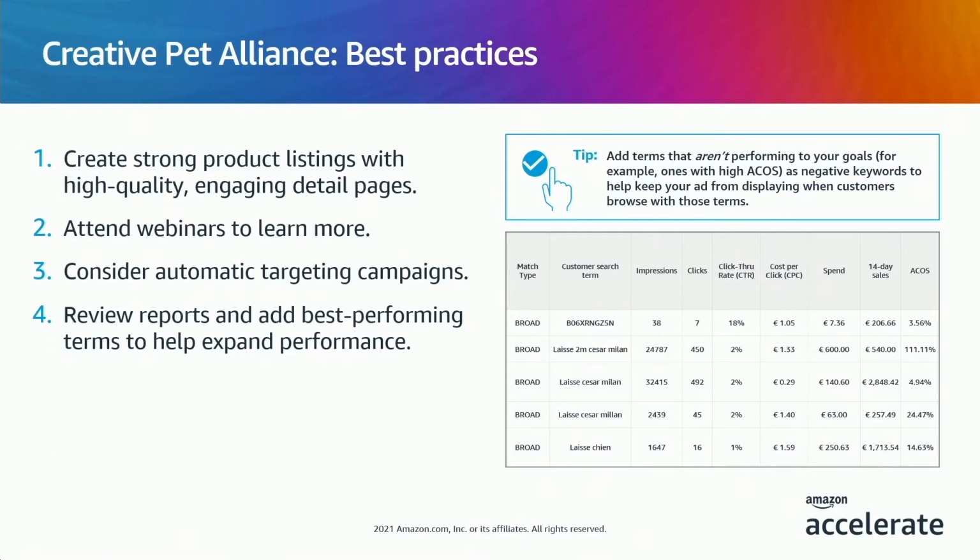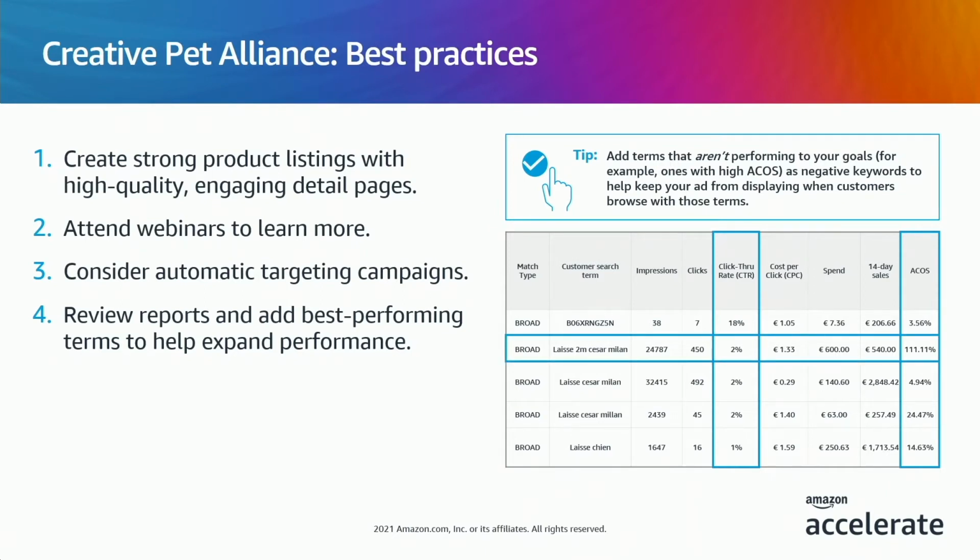Another tip Creative Pet Alliance suggests to help reduce unnecessary spend and drive the right results they're looking for is to add terms that aren't performing to their goals as negative keywords, keeping their ads from showing when customers browse with these terms within their shopping queries. To do so, they again lean on their search term reports, checking click-through rate and advertising cost of sale. In this example report seen on the slide, based on the insights, they decide to add the customer search term Lay's 2-meter Caesar Milan as a negative exact match keyword in their manual campaign, since their broad match keyword is placing for this customer search term and it's showing a poor performance when reviewing ACoS.